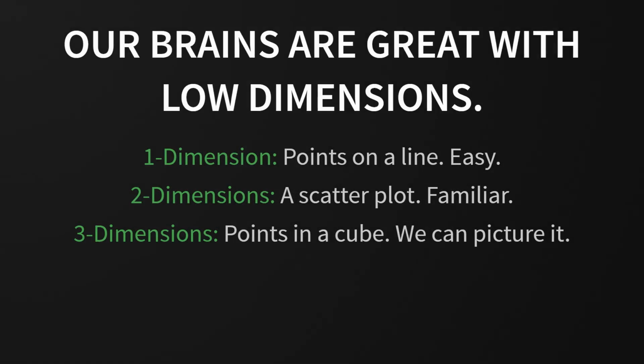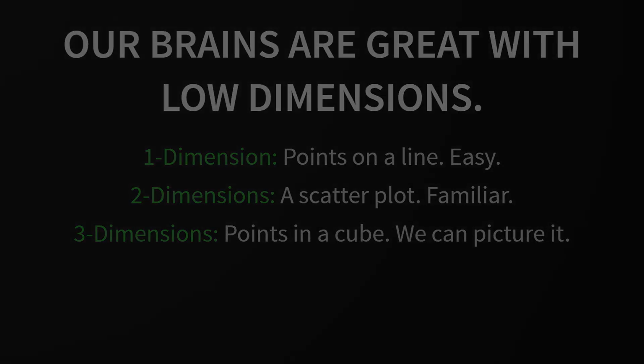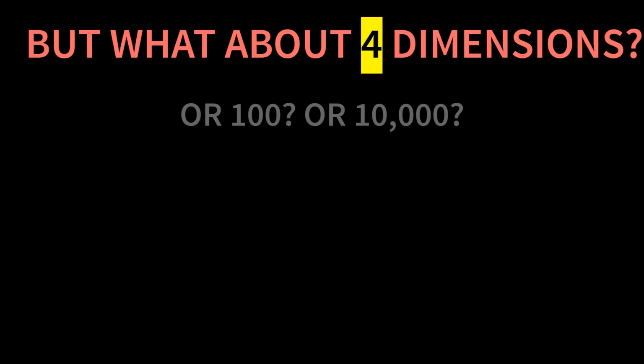Why does this matter? Because our brains are wired for a low-dimensional world. 1, 2, or 3 dimensions are things we can see and reason about intuitively. Here's the catch. What happens when you have 4 features? Or 100? Or 10,000? How do you possibly visualize that?